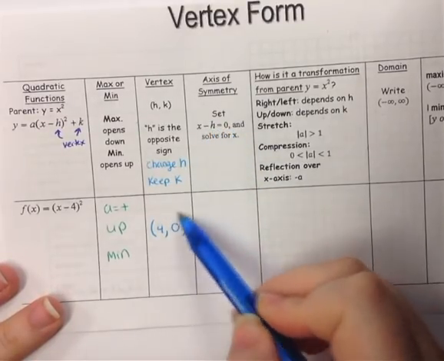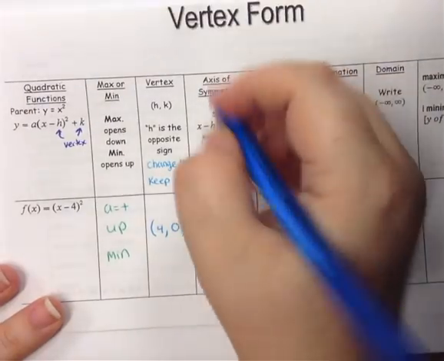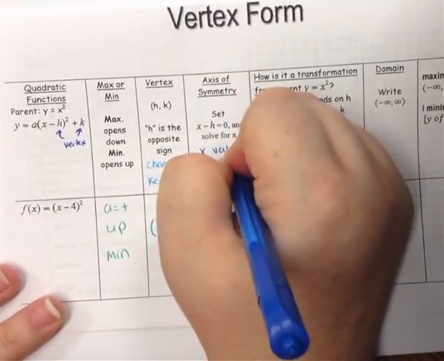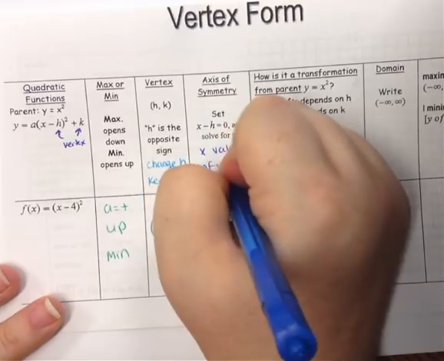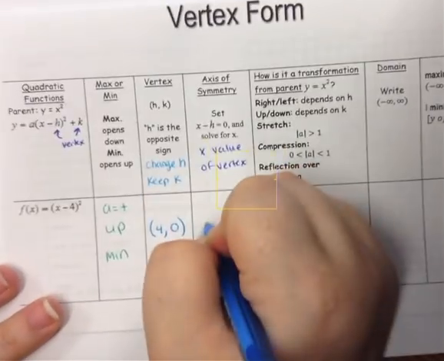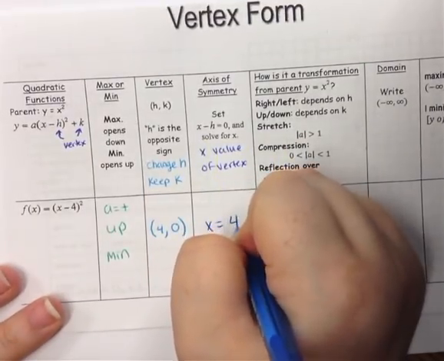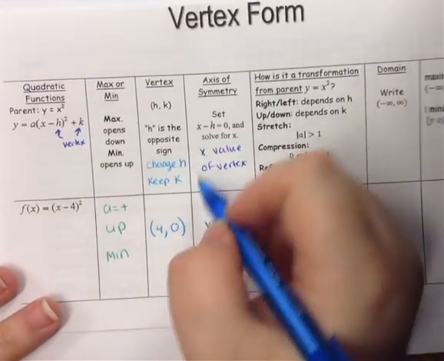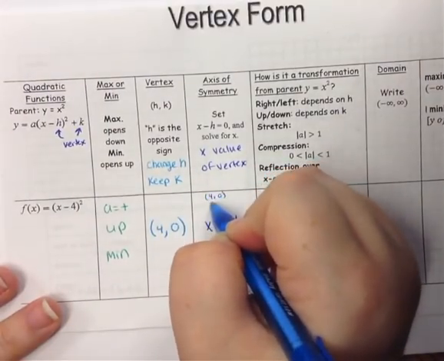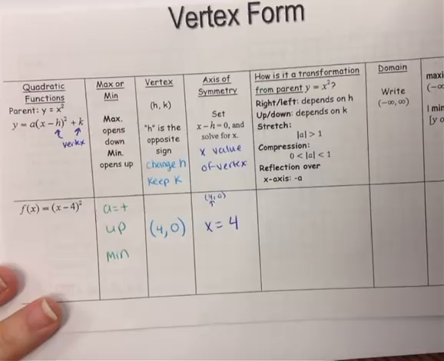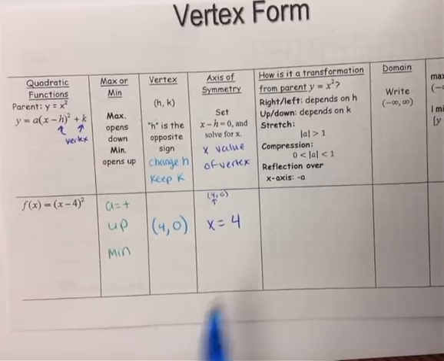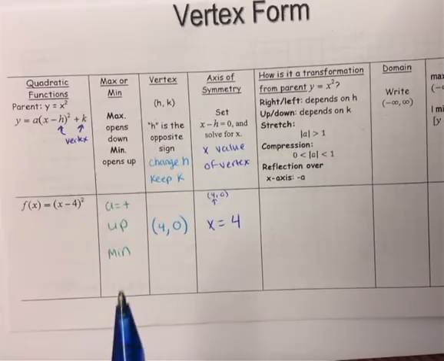As long as you have found your vertex, it is just the x value of your vertex. X value of the vertex, as always. So x is just equal to 4, because our vertex was (4, 0). So we just take our x value. Now the difference here is we're not talking about our x-intercepts unless you can automatically find them.